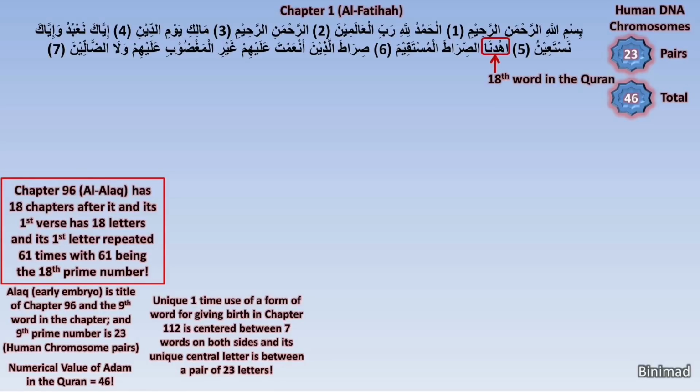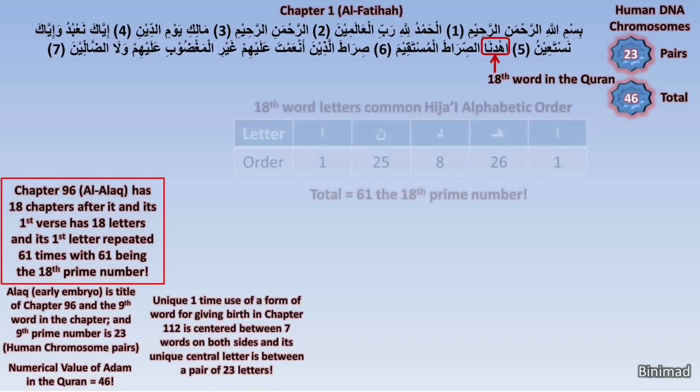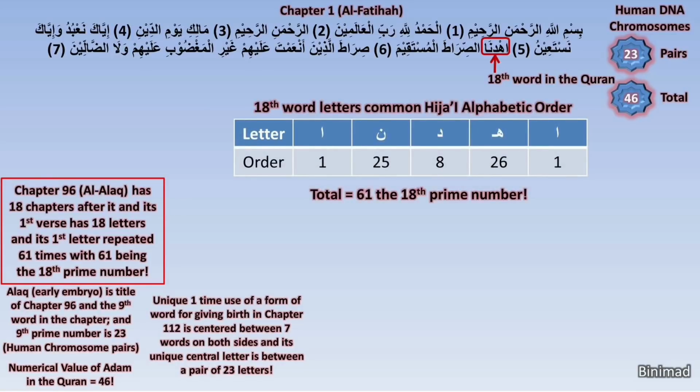And this also makes it the 18th word from the start of the entire Quran. So the first verse ever revealed had 18 letters, and the 18th word in the Quran is specifically this word Ihdina. We look at this word's letters and their common Hija'i alphabetic order, and we are shocked that their sum total is 61, which again is the 18th prime number.